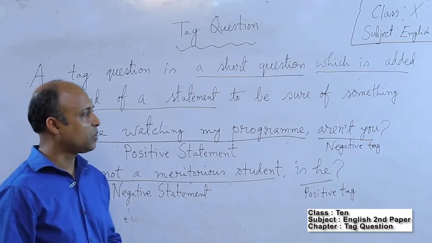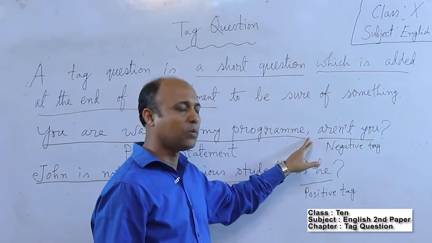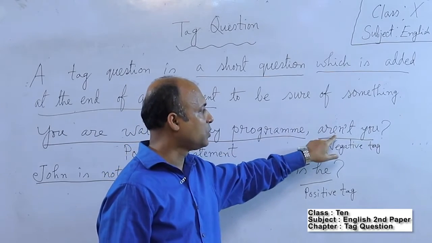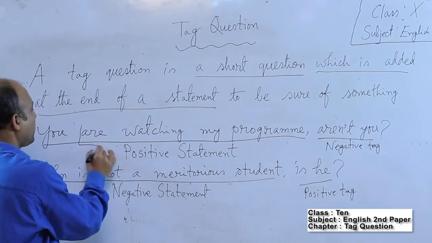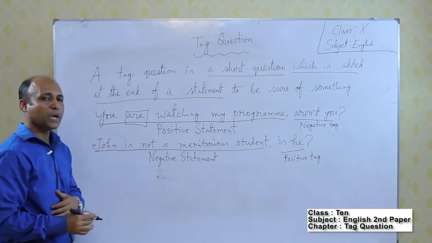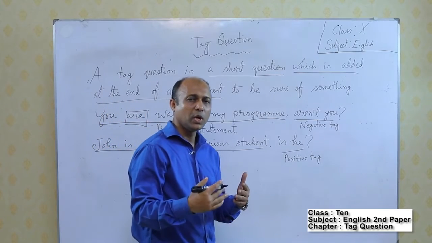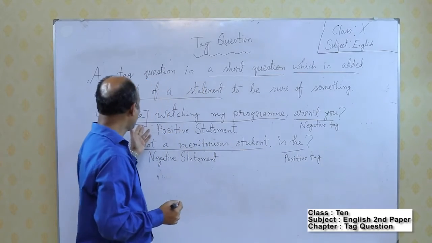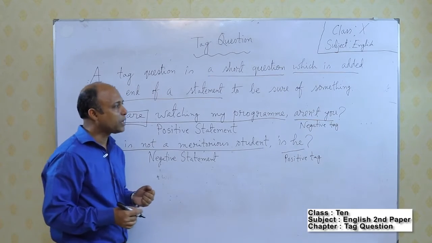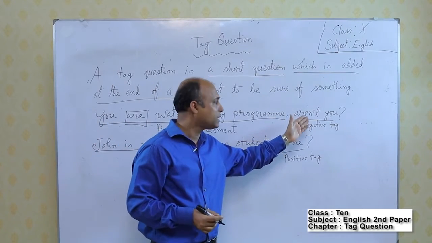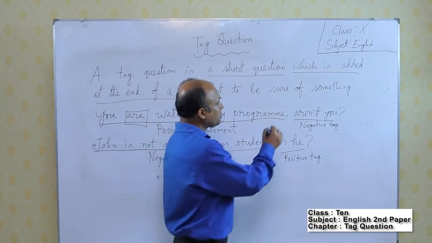I have told you that after the statement, you should put a comma, then you must use the contraction form. Suppose are, this is the auxiliary verb. If there is an auxiliary verb, am, is, are, was, were, have, has, had, then you should use the negative form. The negative form of are is are not, but you shouldn't write are not you. You must write aren't you.